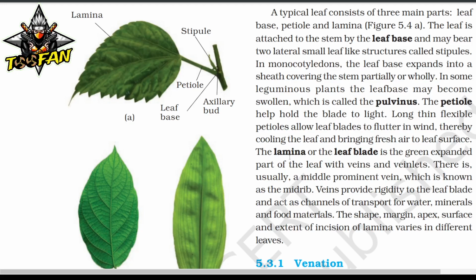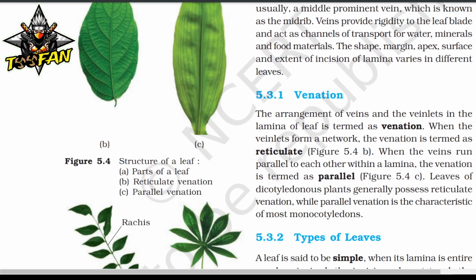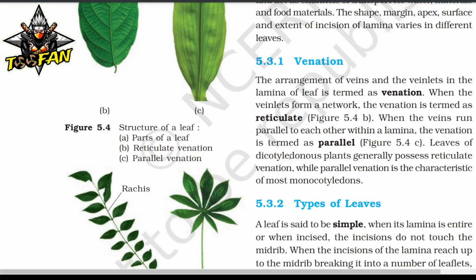The shape, margin, apex, surface, and extent of incision of lamina varies in different leaves. Venation. The arrangement of veins and the veinlets in the lamina of leaf is termed as venation. When the veinlets form a network, the venation is termed as reticulate. When the veins run parallel to each other within a lamina, the venation is termed as parallel venation. Leaves of the dicotyledonous plants generally possess reticulate venation, while parallel venation is the characteristic of most monocotyledons.